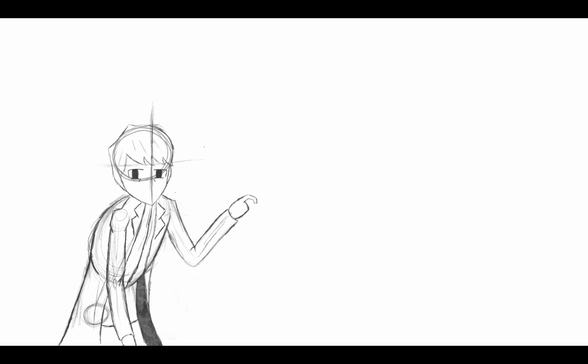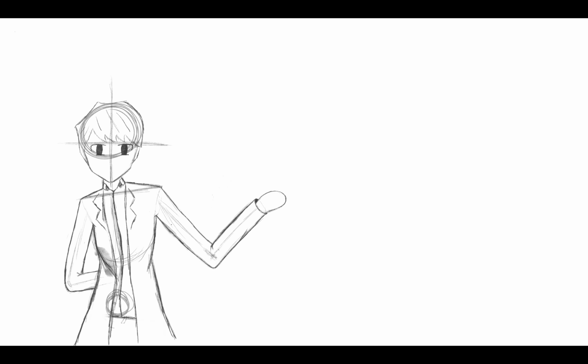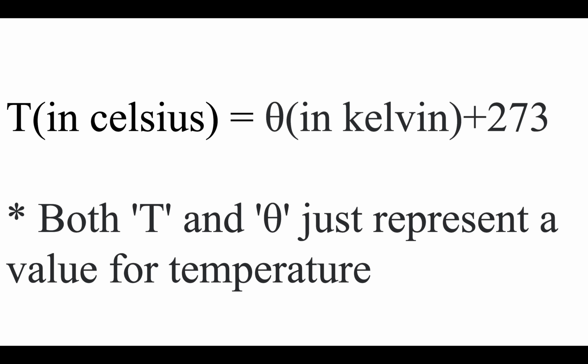But with the only difference being that the Kelvin scale is 273 values more than the Celsius scale. We can even see this in the formula which tells us how to convert Celsius to Kelvin, or vice versa. The temperature in Celsius is equal to the temperature in Kelvin plus 273.